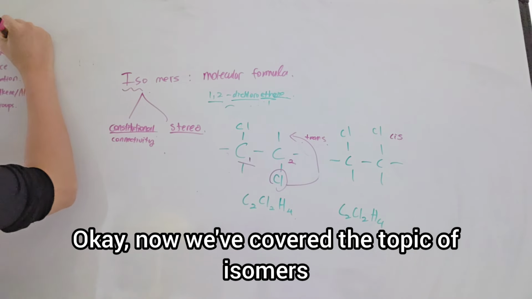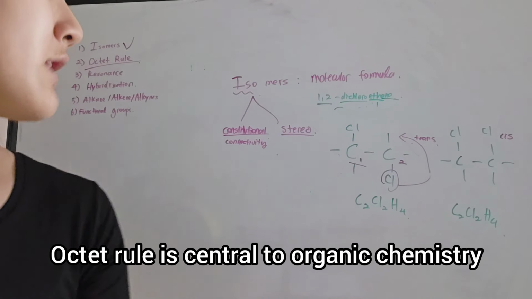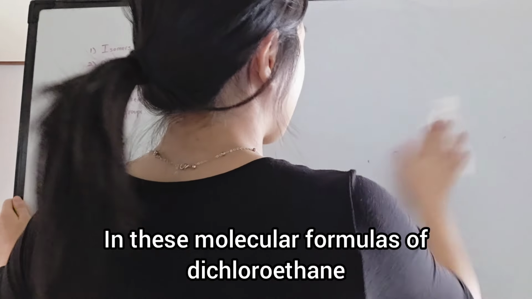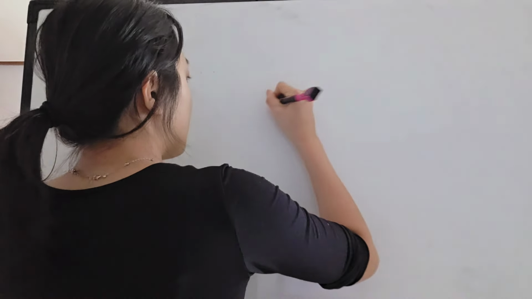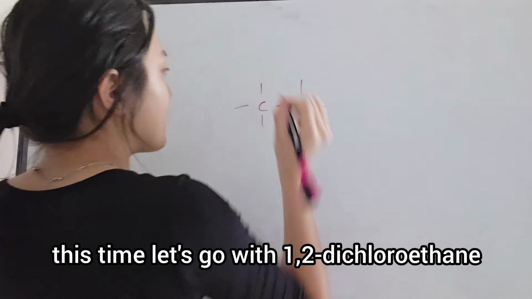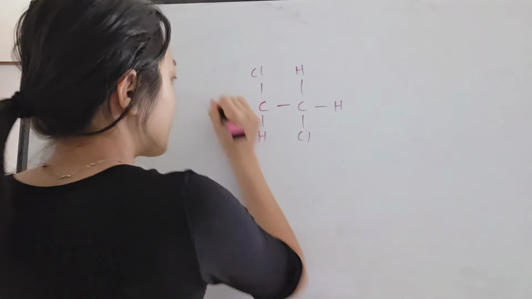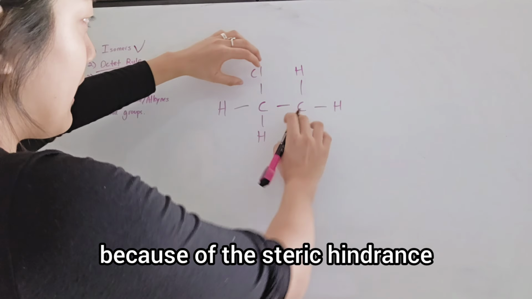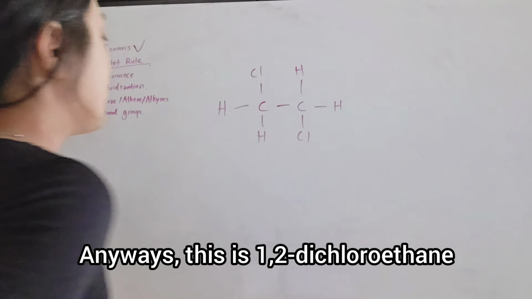Okay, now we have covered the topic of isomers. Now we can move on to the octet rule. Octet rule is central to organic chemistry because we're talking about how atoms connect to each other right now, right? In these molecular formulas of dichloroethane, how did we even know how to draw dichloroethane? Well, let's look at that. Let me redraw dichloroethane. This time, let's go with 1,2-dichloroethane. Let's choose the trans structure. This is actually the more common version rather than the cis because of the steric hindrance, but we will get into that more later. Anyways, this is 1,2-dichloroethane.